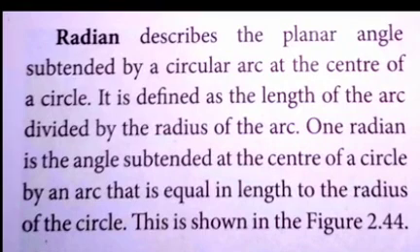So what is radian? The radian is described as a planar angle subtended by a circular arc at the center of the circle. Also we can define it as the length of the arc divided by the radius. Now what is 1 radian? 1 radian is the angle subtended at the center of the circle by an arc that is equal to the length of the radius. The length of the arc is the distance covered by the object on the outer part, multiplied with the radius of the circle.